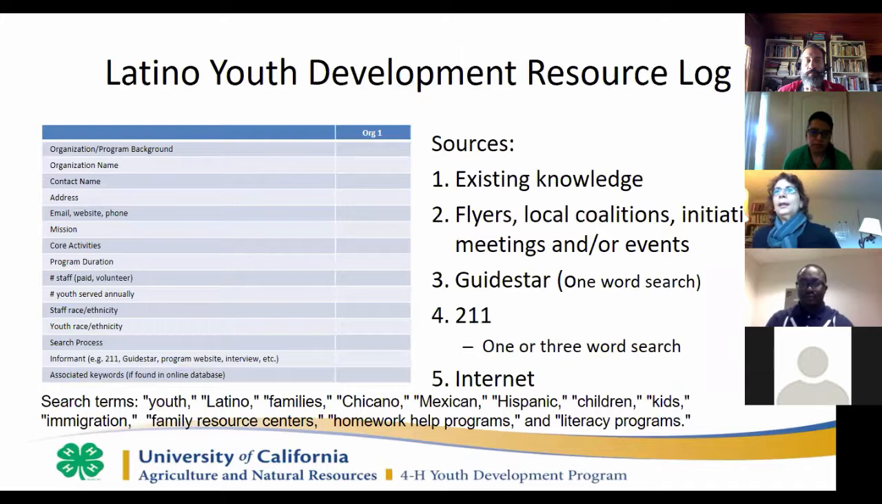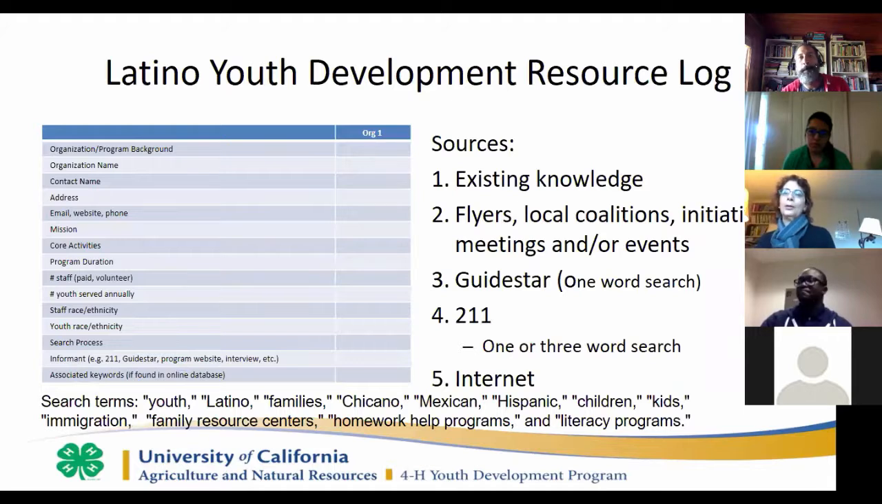The next tool that we used is the Latino Youth Development Resource Log. This log helped us with the Latino Engagement Resource Chart as well. Towards the end, we will give you a link where you can download an Excel sheet that has this log if you would like to use it. We first started by filling in information of what we already know from ourselves as youth development folks and people in our office or neighboring offices. We wanted to know the name of the organization, the background, the contacts, their mission, their core activities, number of staff, number of youth served, and race or ethnicity. We also wanted to know the source of knowledge that contributed to this information. We also all participate in various networks and coalitions, so we gathered information from there.